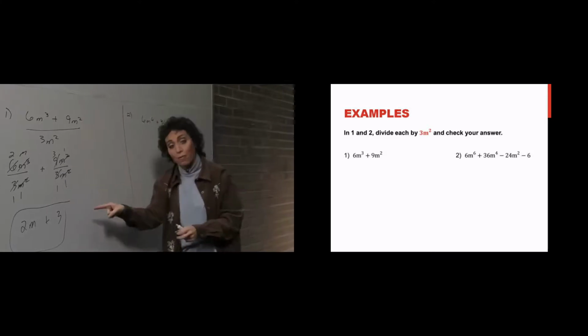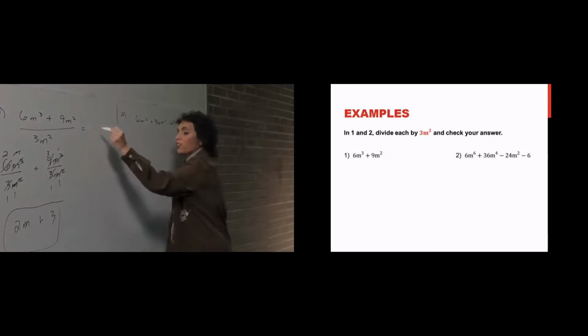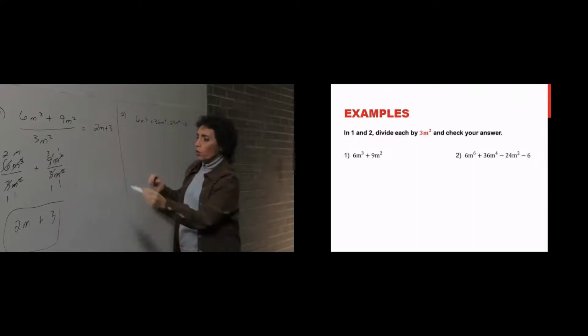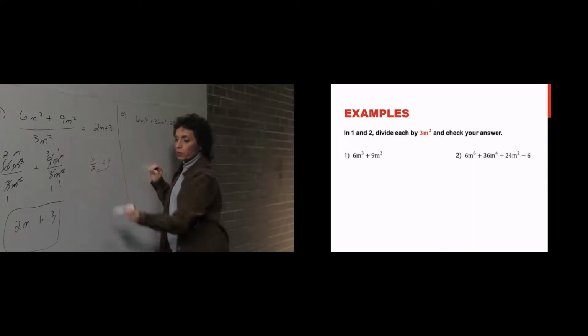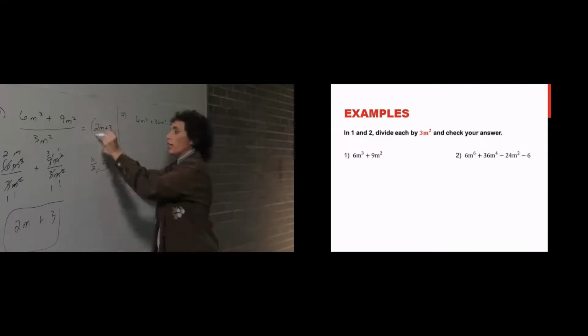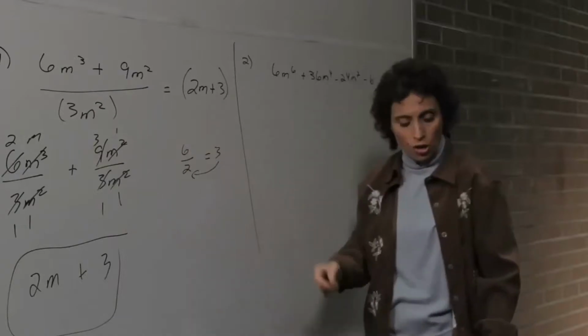Okay? They don't all come out this pretty. They want us to check this. Well, this is what I know, that this is equal to 2m plus 3. Well, how do you check that? Well, you know if I have 6 divided by 2 equals 3, I check it by multiplying: 3 times 2 is 6. I do the same thing here. I check it by multiplying this. So that's what I'm going to do. I'm going to show you the check.